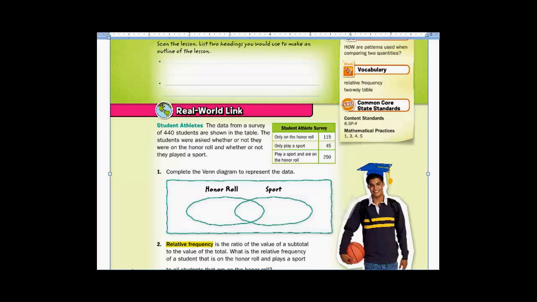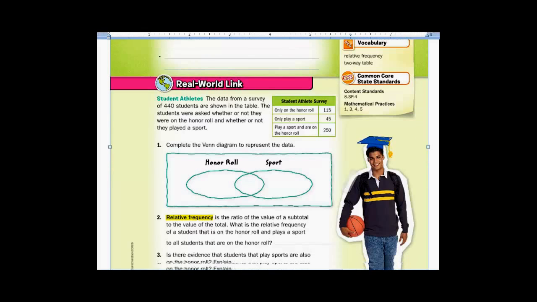So it talks about students. The data from the survey of 440 students are shown in the table. The students were asked whether or not they were on the honor roll and whether or not they played a sport. So you've got honor roll, no honor roll, sports, no sports. There's going to be an overlap, and of course there are going to be people who do neither.